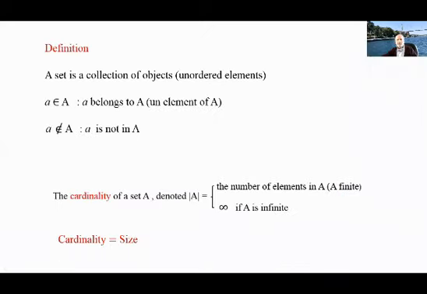A set is a collection of objects or elements. We use capital letters to give names to sets, and small letters to give names to the elements of the set. We say small a is an element of a set A, or a belongs to A, or sometimes a is in A. And if it's not, we say a is not an element of A, or a is not in A.